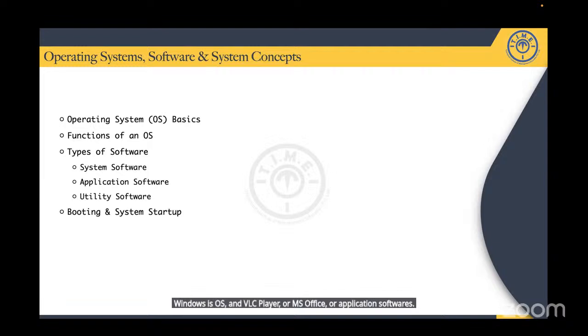Types of software. Now, this is one of the most repeated areas. The first one is system software. Operating system, device drivers, firmware. These all come under system software. I'll repeat: operating system, device drivers, firmware. System software controls the system itself.